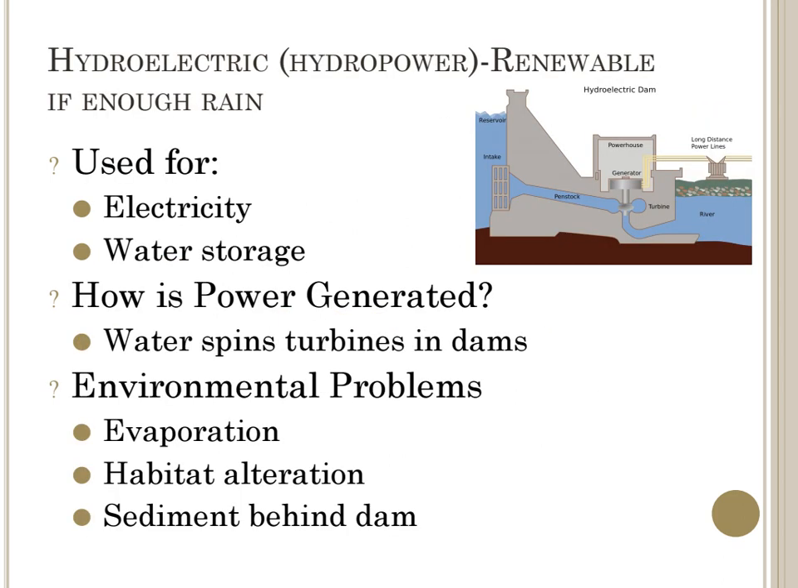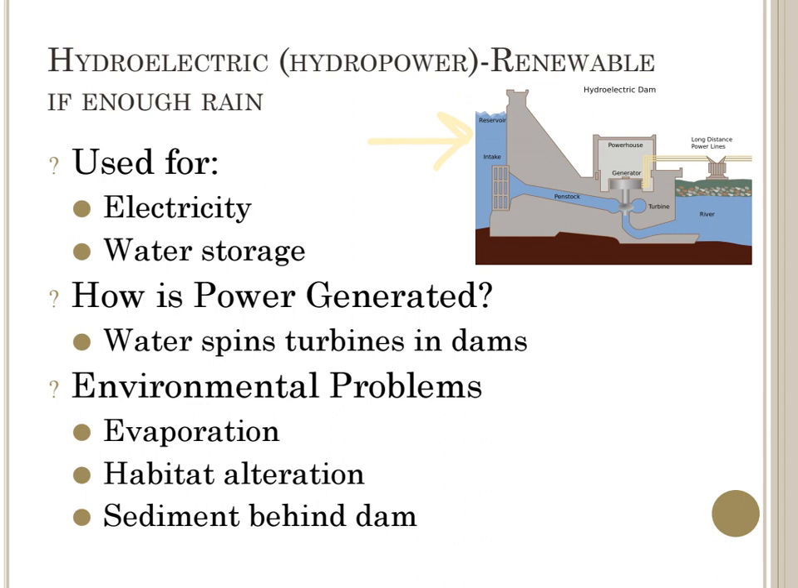Going on to hydroelectric, sometimes it's called hydropower. It is renewable if there's enough rain. So it is always renewable. Our rivers will eventually come back, but from year to year, it kind of depends on drought situations, whether or not you have enough water in the reservoir behind the dam.